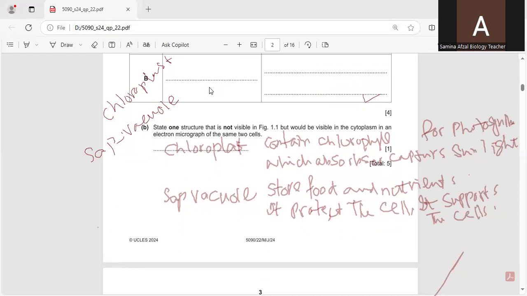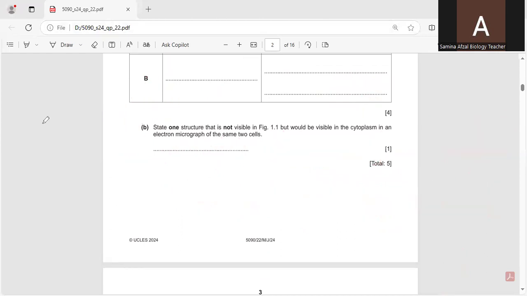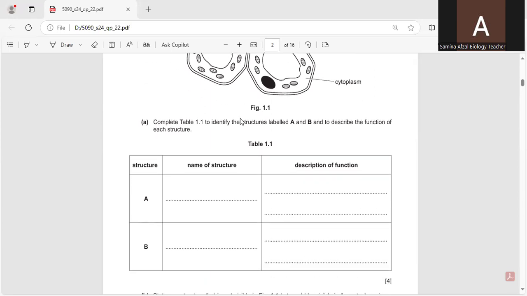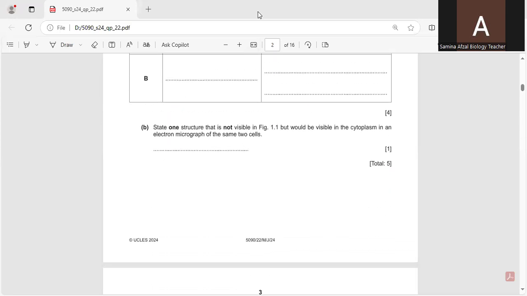And next question is: state one structure that is not visible in figure 1.1 but would be visible in the cytoplasm in an electron micrograph of the same two cells. So in the picture they have shown cell wall, cytoplasm, chloroplast, and ribosomes are missing, mitochondria are missing. So here we can write any one of these. There are other organelles which are missing, but here we are going to write that the ribosomes are missing or mitochondria.